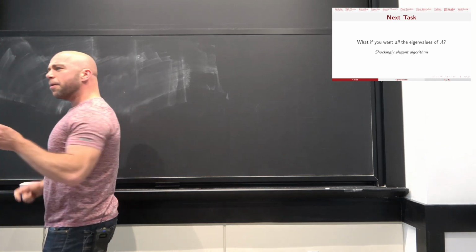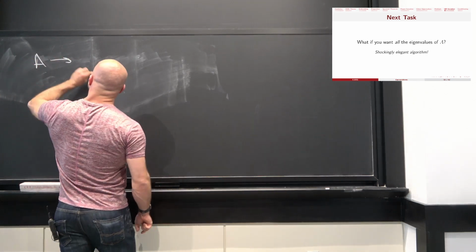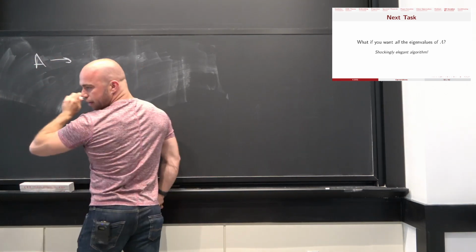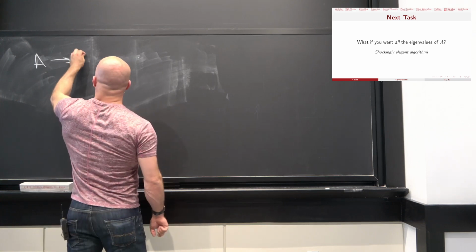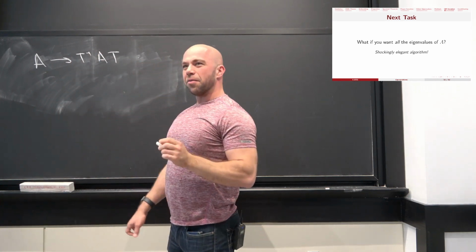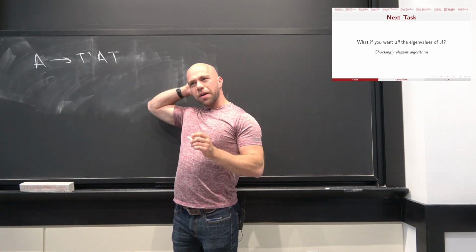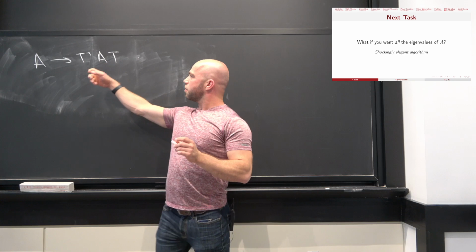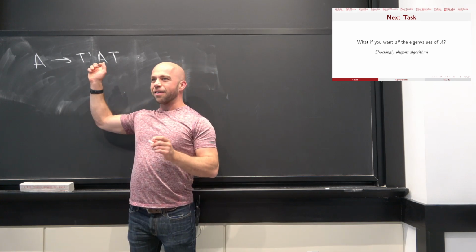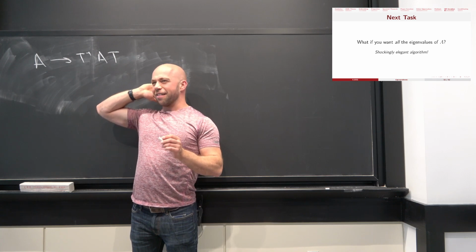In general, remember that we have this operation where if I have a matrix A and I map it to T inverse A T, where T is an invertible square matrix, then what do we know about the relationship between the eigenvalues of A and the eigenvalues of this thing? They're actually the same.